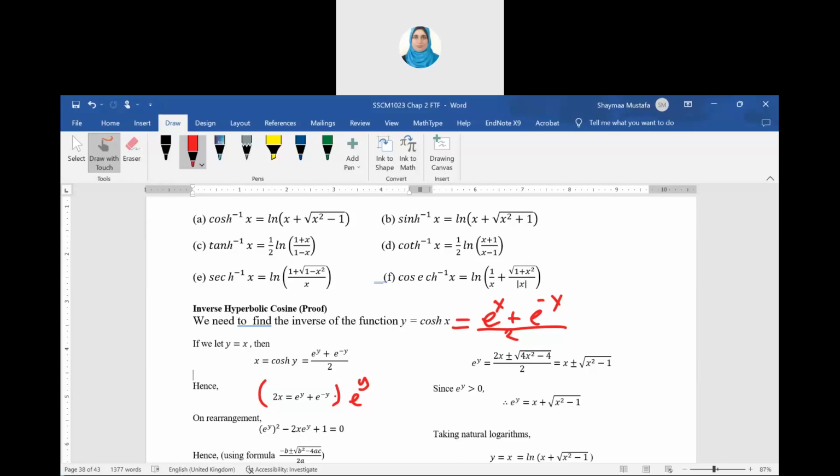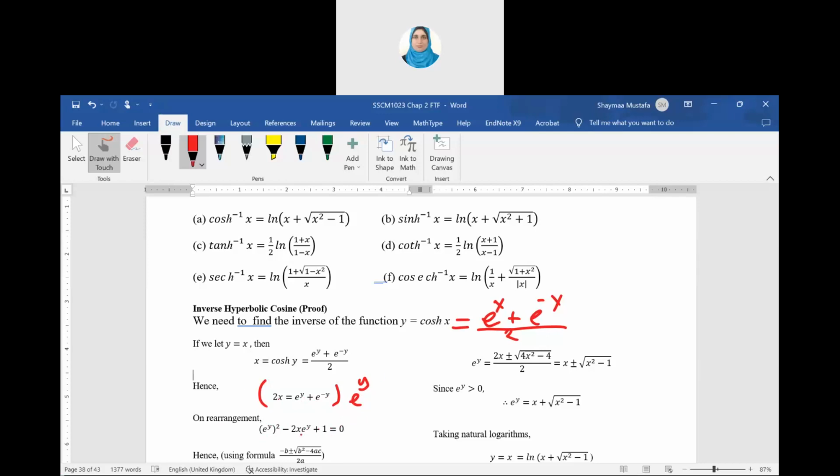If you rearrange and transfer this one to the other side, the positive becomes negative. So you have exponential y squared minus 2x exponential y plus 1 equal to 0. After you multiply and rearrange, you get this equation. First term, exponential y times exponential y is exponential y squared. Now plus exponential minus y times exponential y, exponential 0, which is 1.